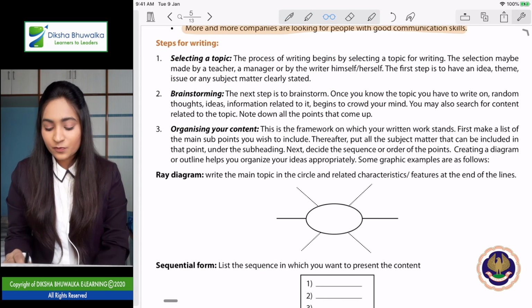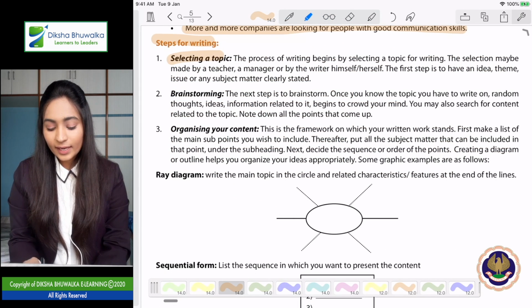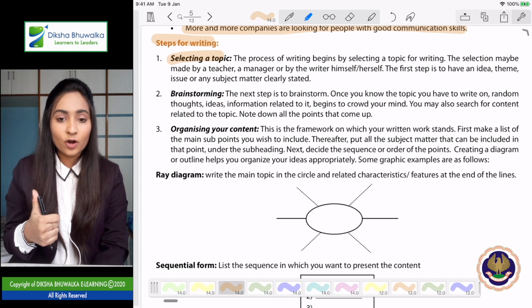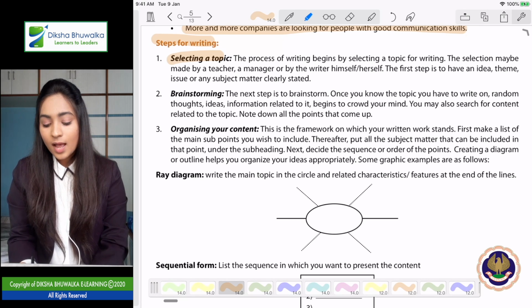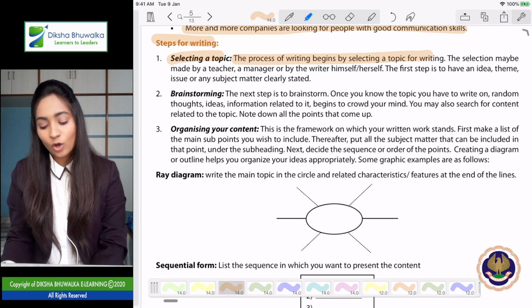Now we come to steps for writing. Selecting a topic. So the first step for good writing is selecting a topic. Now how do you select a topic? The process of writing begins by selecting a topic for writing.